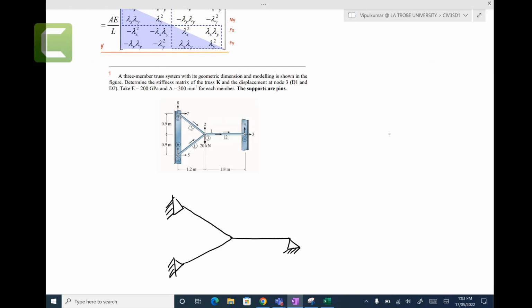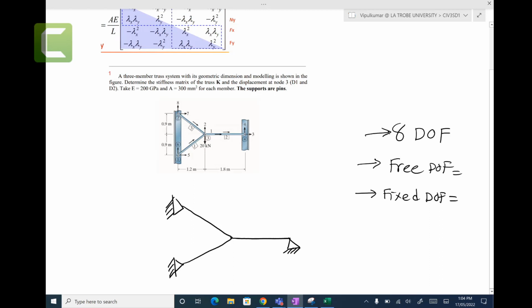Now, how many degrees of freedom are there here? Total degrees of freedom: 8. 1, 2, 3, 4, 8. Yes, each node has 2 degrees of freedom, so we have a total of 8 degrees of freedom. Out of 8, how many are fixed degrees of freedom and how many are free degrees of freedom?